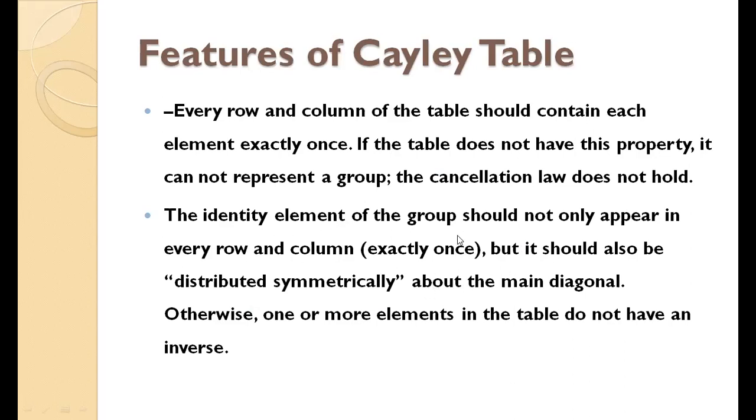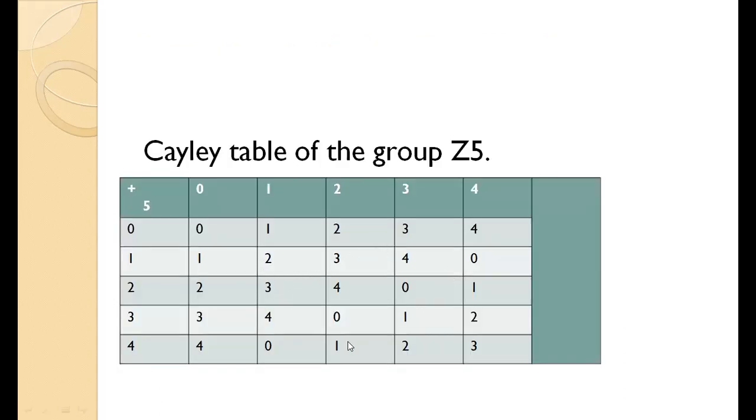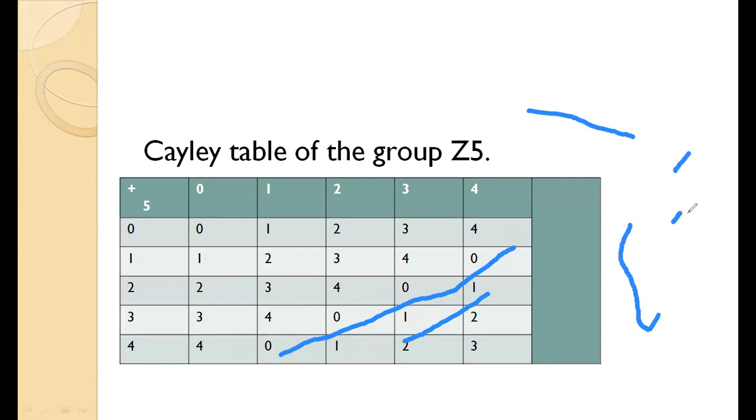The identity element of the group should not only appear in every row and column exactly once, but it should also be distributed symmetrically. For example, the identity element should not only appear in every row and column, but it should also be distributed symmetrically along the diagonal. So see this, what is the identity? 0 is the identity element. This is our identity element, and the identity is distributed diagonally. For example, this is a matrix, and this is our diagonal. So 0, 0, 0, 0. This sequence is the magic of the Cayley table.